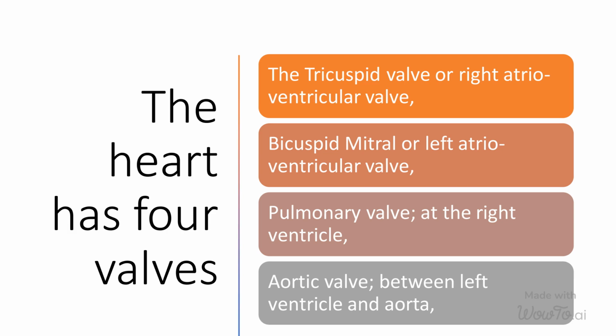Pulmonary valve, at the right ventricle. It consists of three half-moon-shaped cusps. This does not allow blood to come back to the right ventricle. Aortic valve, between the left ventricle and aorta. Its construction is like a pulmonary valve. This valve prevents the return of blood back to the left ventricle from the aorta.